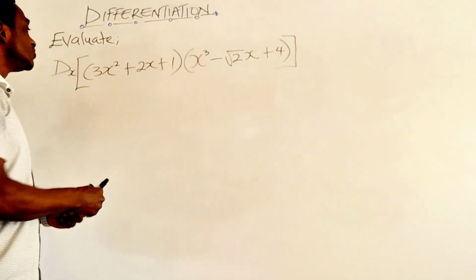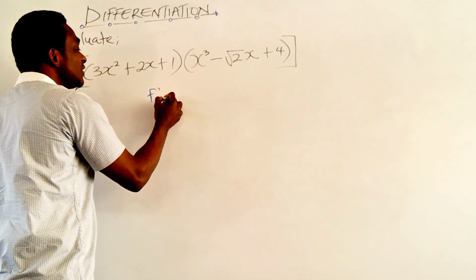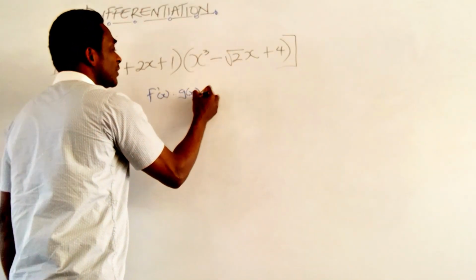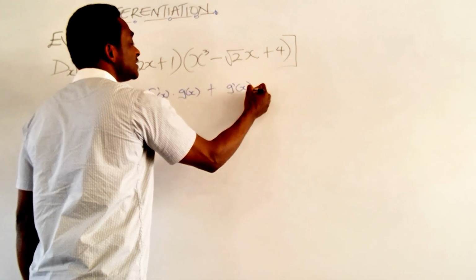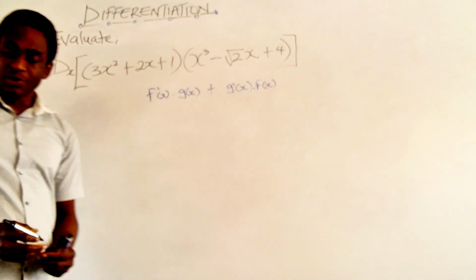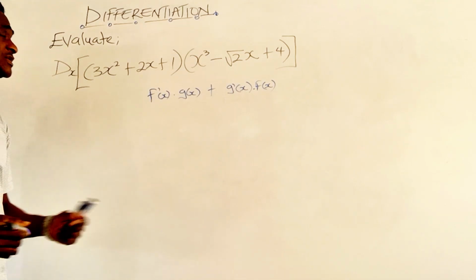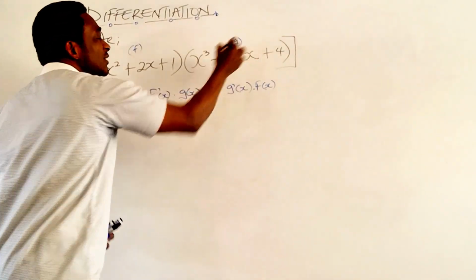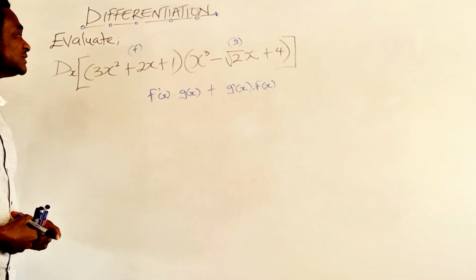So we have the product rule, and the product rule is for you to get the derivative of this function: you have the derivative of f times g plus the derivative of g times f. So that gives you the product rule. Now, how do we get our f and g? You can just label them. Take the first one as your f, and the second one as your g.